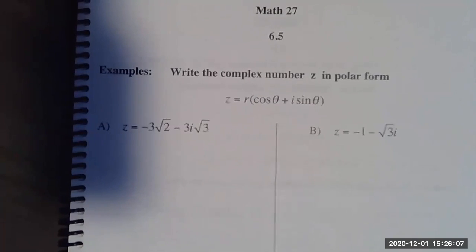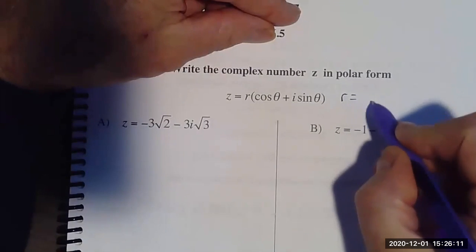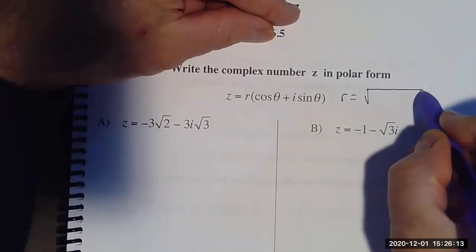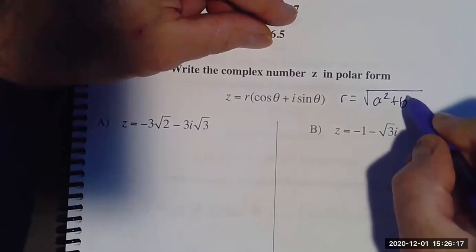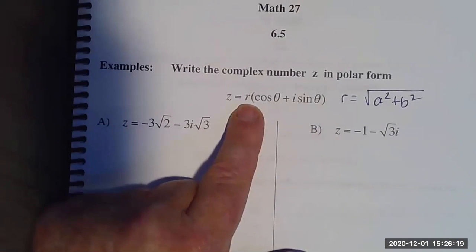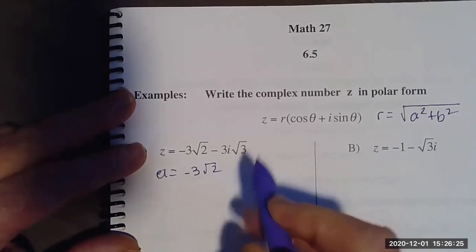Okay, so I need r. What you need is r is equal to the square root of a squared plus b squared. I need an r. So your a is equal to negative 3 root 2.